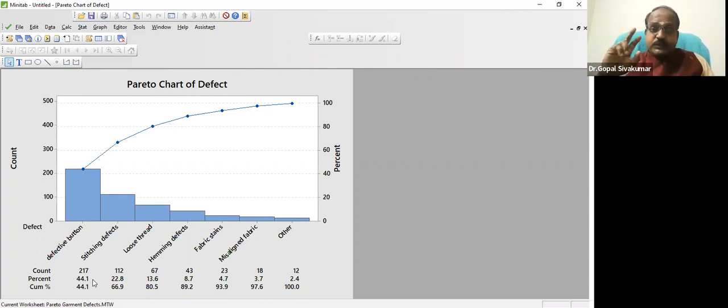So Pareto gives two kinds of information. One is the frequency of occurrence that you can see by looking at the height of the bar. The height of the bar corresponds to 217. Can you all see that? Similarly, the 44.1% is telling us that 44% of the customer complaints are due to defective buttons. Out of 100 complaints, 44 complaints are related to defective buttons. You can see that by coming to the right side of the y-axis. Can you see that 44, all of you?